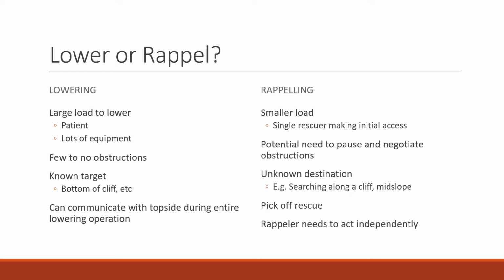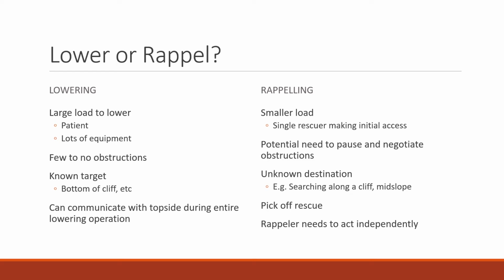Rappelling is also appropriate if there's a need to pause and negotiate an obstacle. So if there's stuff in the way that you're going to get hung up on and you know that, you rappel down to that obstacle, lock yourself off, get around it, unlock and keep rappelling. Rappelling is also good if there's an unknown destination. So I know I've got to stop somewhere along the length of this rope, but I don't know where, and the guys up top can't see clearly.